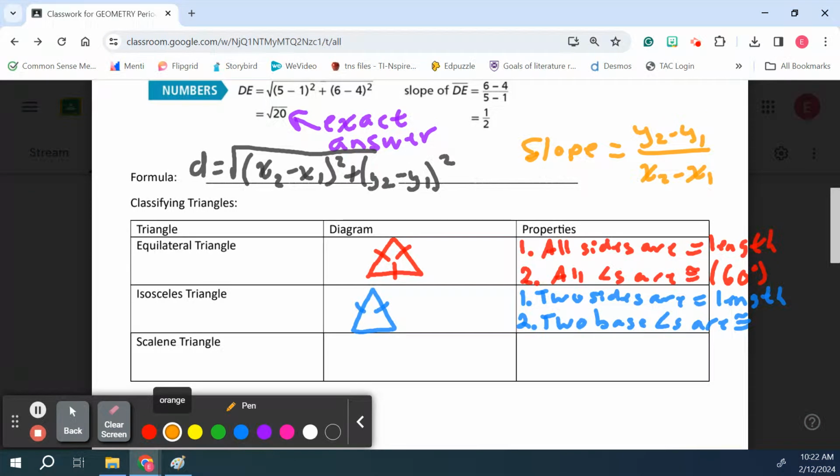Then we have a scalene triangle. And what that means is that all three sides have different lengths. So all three sides have different lengths, which means that all those angles are probably not going to be equal either. Okay, they're all going to be different.